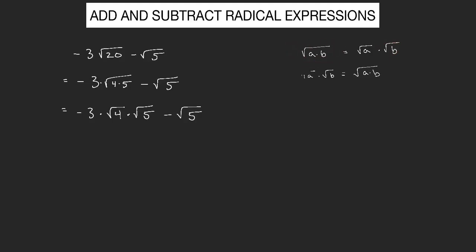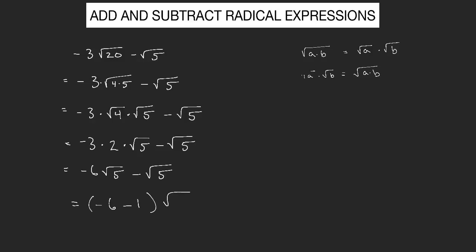So that means this equals negative 3 times square root of 4, which is 2, times square root of 5 minus square root of 5. So this equals negative 3 times 2, which gives us negative 6 times root 5 minus root 5. So that equals negative 6 minus 1 times root 5. Once again, we don't see a number out in front, which means 1. There's an invisible 1 here. So negative 6 minus 1 gives us negative 7 root 5. There's our answer, negative 7 times root 5.